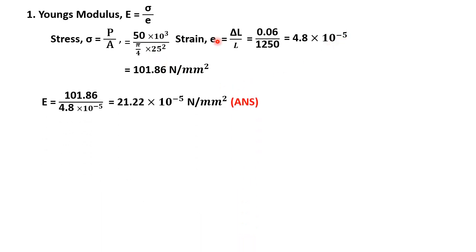So now we can put these values in the main formula so that we can get the value for Young's modulus. Young's modulus E is equal to 101.86 upon 4.8 into 10 to the power minus 5. So we get this value, and this value is for the Young's modulus.